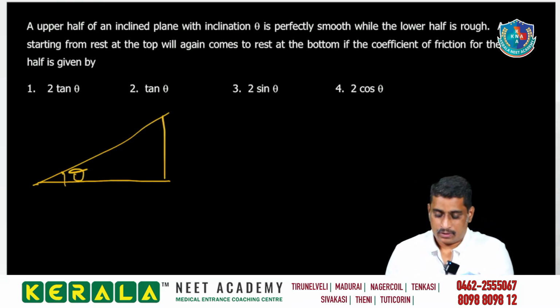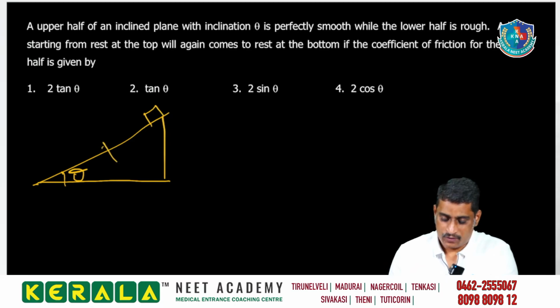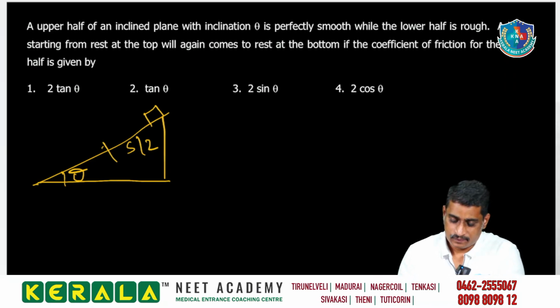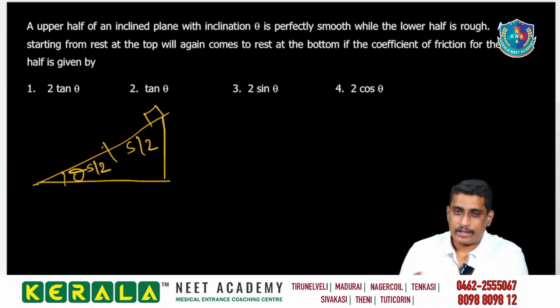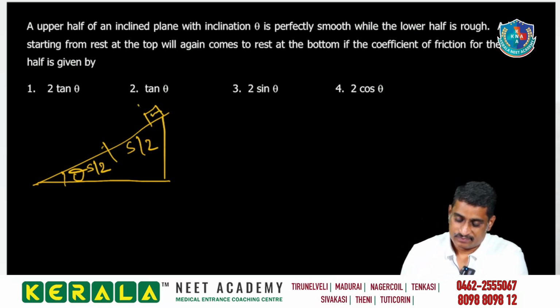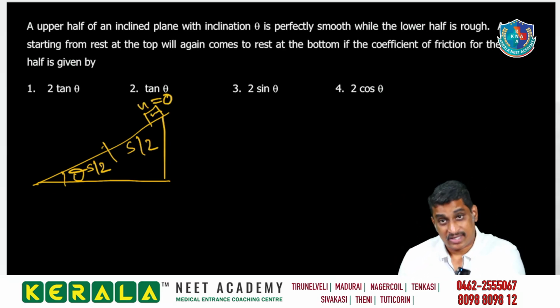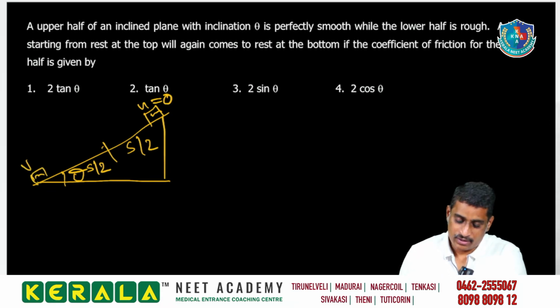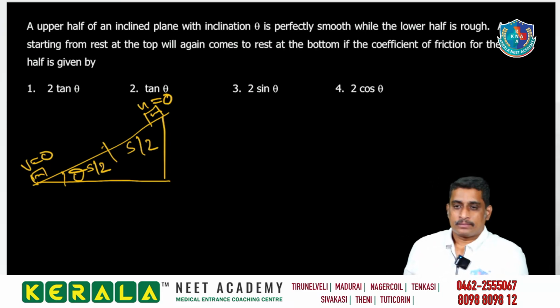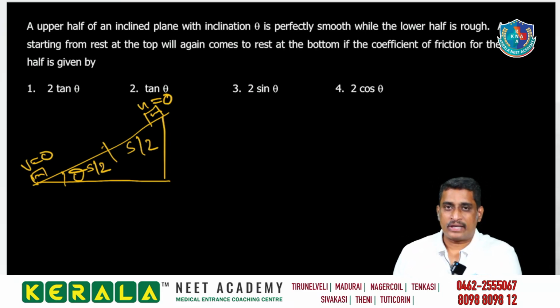In this example, half of the inclined surface is smooth, they have given. The remaining half of the inclined plane is rough. Here one block has started from rest and finally it is coming to rest at the bottom. We can solve the same question in different ways. One of the best methods of solving this type of questions is by applying the work energy theorem.